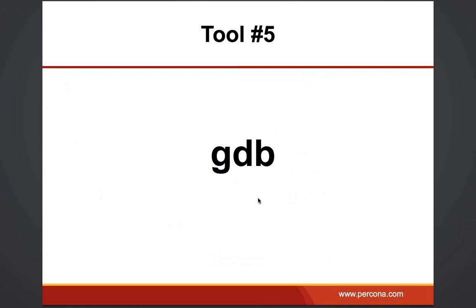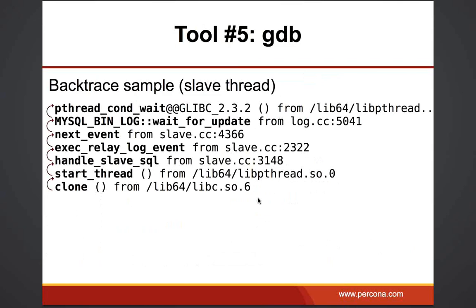So a backtrace is the chain of function calls performed to get to the current execution point of a thread. For example, the slave SQL thread of MySQL has this signature while it's idle. And so you need to read this from bottom to top.